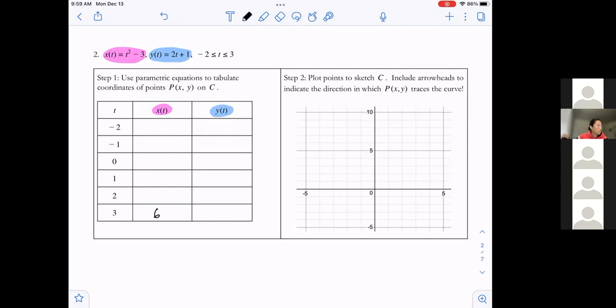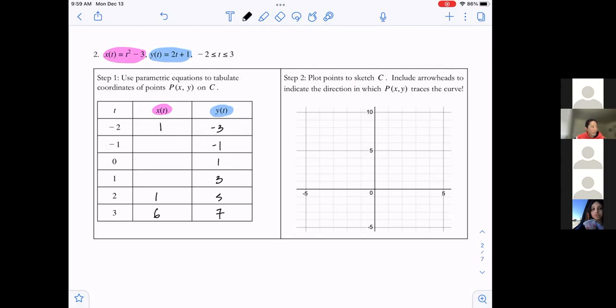T equals 2, x is 1. I agree with that. I got the same as him. Wonderful. -3, -1, 1, 3, 5, and 7. All right, and if we've got the first one, I believe that's correct for -2. Oops.